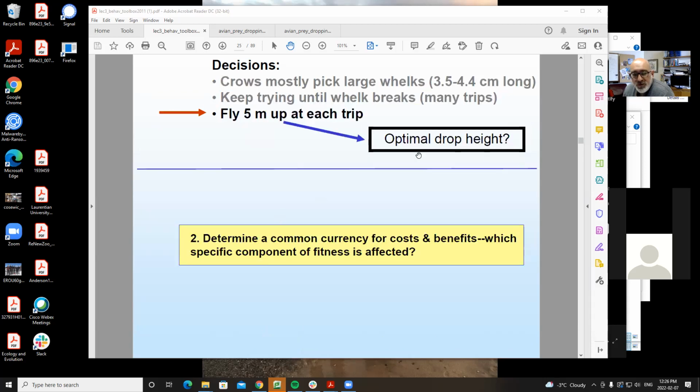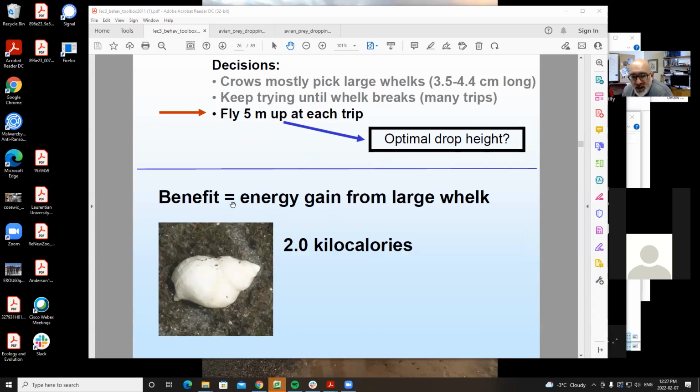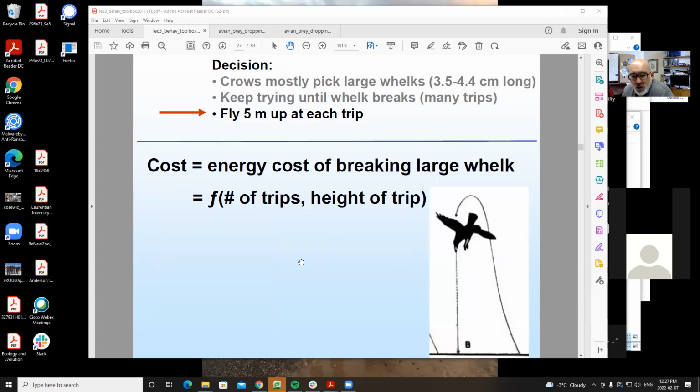And we need to figure out what is the optimal drop height, let's say. That's what we're going to try and assess here. So right now, the observation is they fly about 5 meters up at each trip. If we're going to do this cost benefit analysis, we need to decide what is the appropriate currency in order to assess the costs and benefits. And this is where I already alluded to the fact that we can look at it in terms of energy or calories. So we can look at the energy gained from a large whelk, which is about 2 kilocalories. And then we can look at the cost of breaking a large whelk.